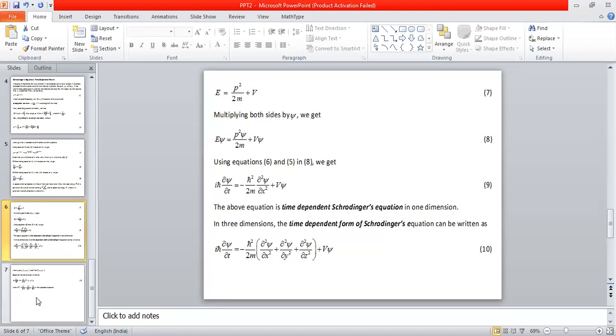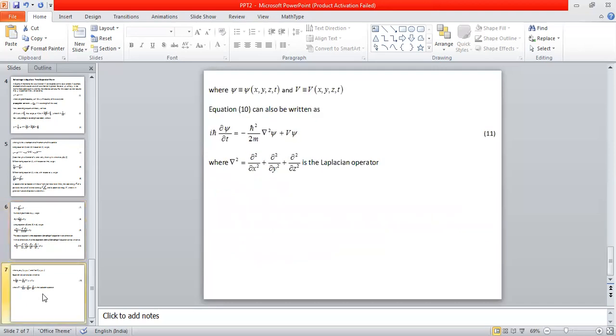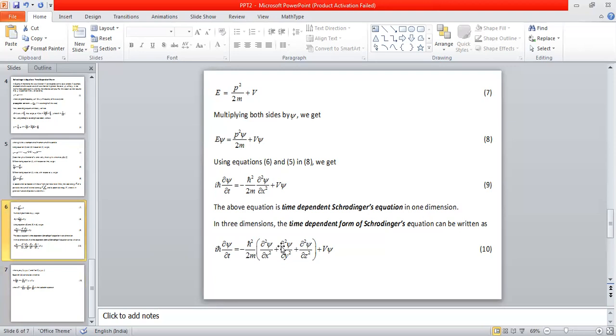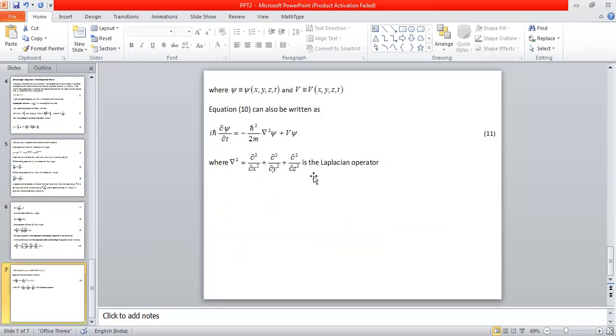We can also simplify this equation in a simple manner. We all know that the operator ∂²/∂x² + ∂²/∂y² + ∂²/∂z² is a mathematical operator. That mathematical operator is what we call the famous Laplacian operator in mathematics. So instead of writing ∂²/∂x² plus ∂²/∂y² and ∂²/∂z² in detail, we can also replace that by a Laplacian operator, and that Laplacian operator is written as del squared.